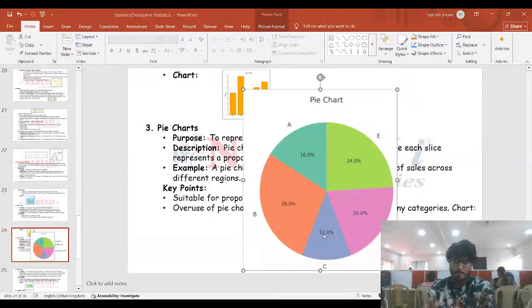In this, you tell me from which region we are able to generate more revenue, or which region is contributing more. See B. Which category is contributing very, very less? That is C. So depending upon that, you can prioritize the advertisement. You can prioritize your works. You clear? So this is how we are going to use pie chart.